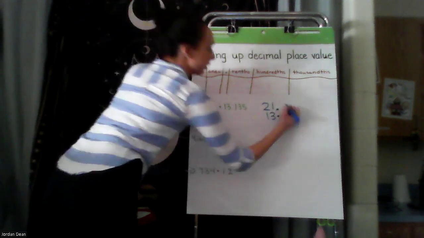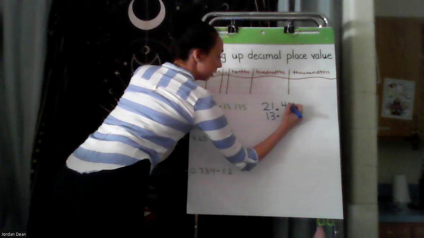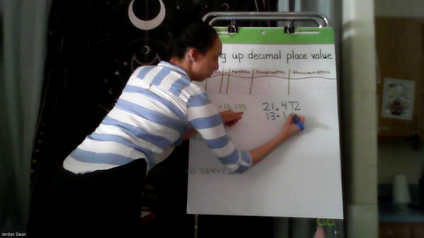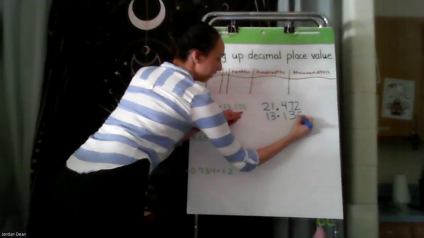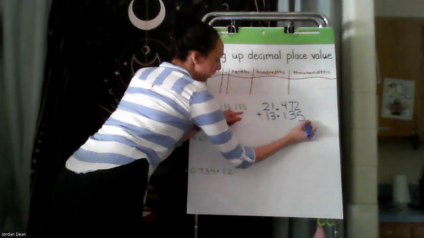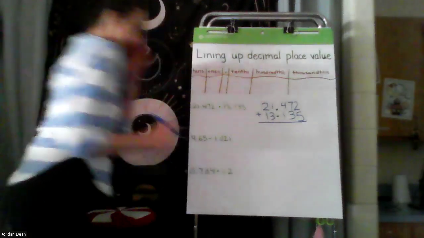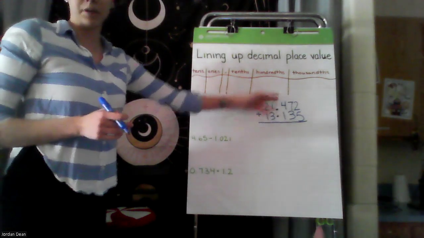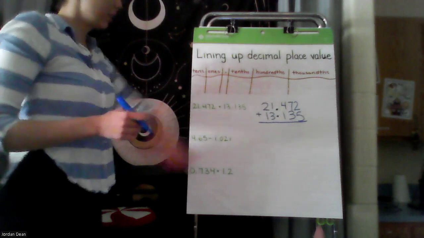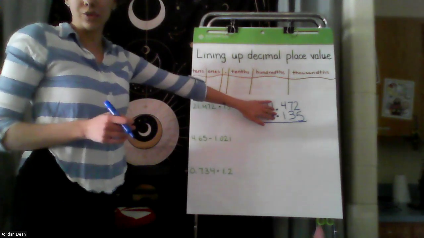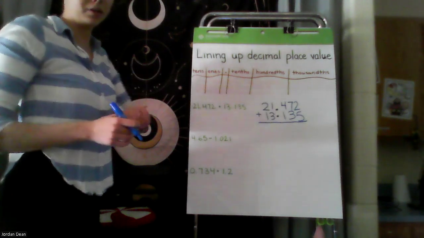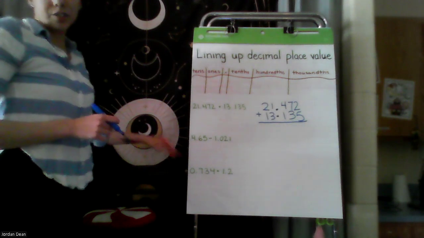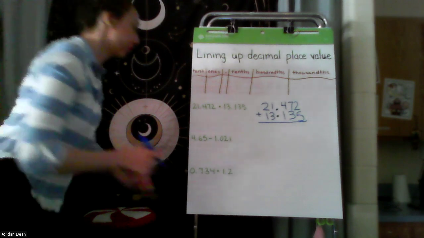Then my decimals, 472 thousandths, and in our second number 135. And we can add our plus sign and our division line. Notice how each place value is lined up as well as our decimals. That's going to be the key here, is making sure that your decimals are lined up. Because when we move down to our second problem here, we see that we don't have the same place values.